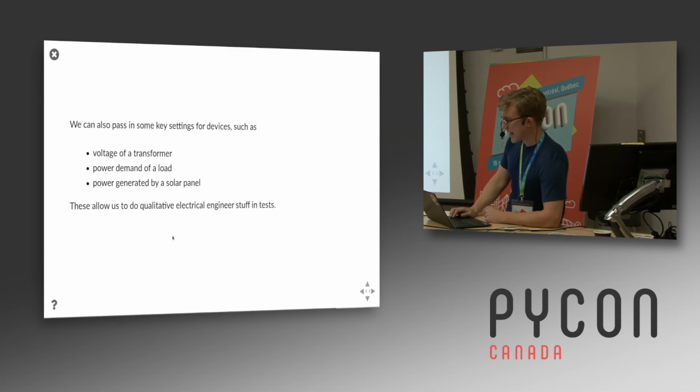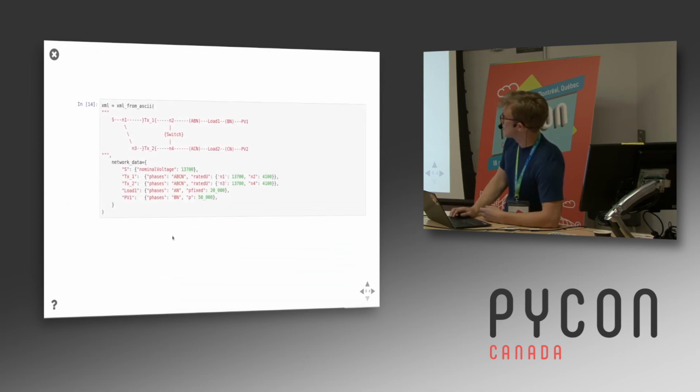We can also pass in some key settings for devices, such as the voltage of a transformer, the power demand of a load, or the power generated by a solar panel. These allow us to test the power systems logic that we're writing. So if we, for example, implement power flow, which is going to figure out how current flows on a network, we can add a generator and see that the power flow changes, that kind of stuff. So here's what that looks like.